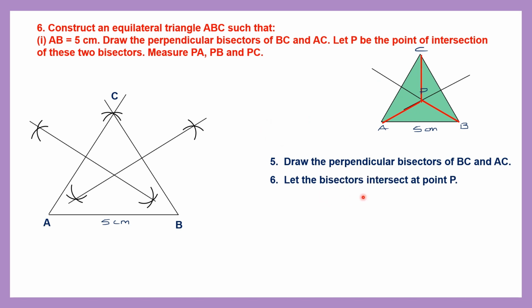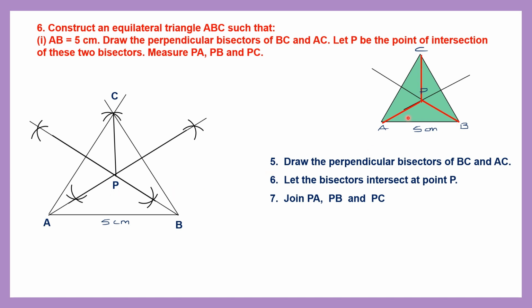Then let the bisectors intersect at point P. So the two bisectors, this is one bisector, this is the other bisector. They have intersected at point P. So we've named that point P. Now we are supposed to measure PA. So that means we have to extend it to PA. So join PA, PB and PC. So let's do that. So PA we have joined, PB also we have joined, and PC also we have joined.